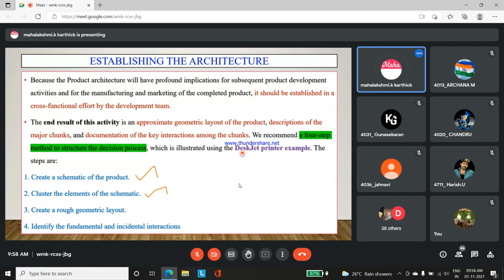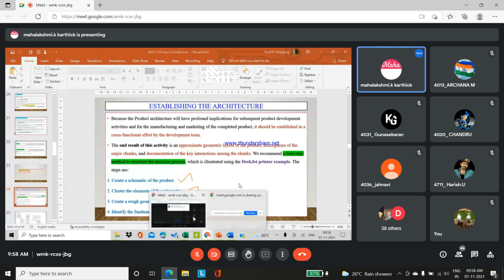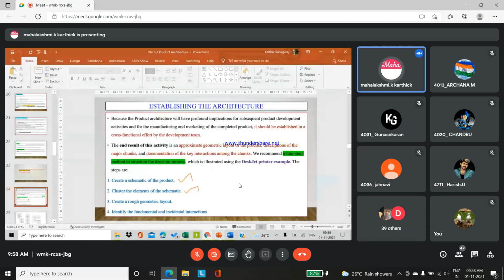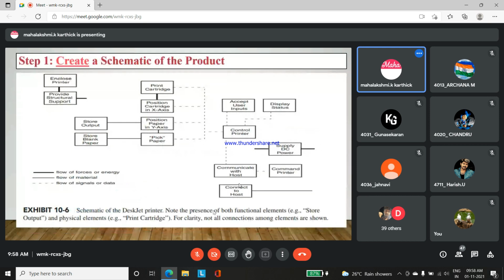So there we have identified what are the elements needed, what are the parts needed to create this particular product. So that is step 1 of the process. Create a schematic of a product. Just wait, students. Schematic of a product. So we have understood for a toaster product what are all the elements needed.